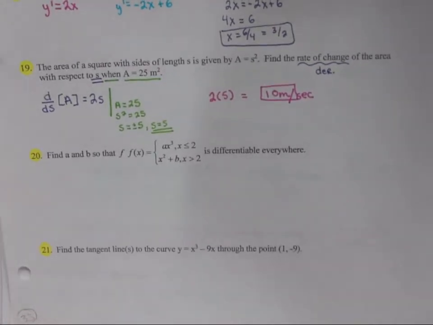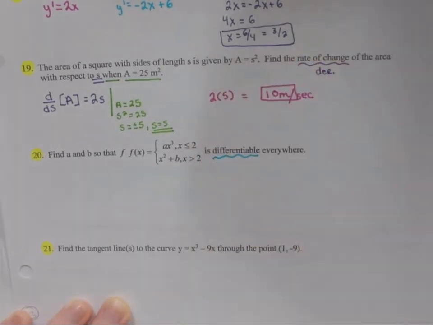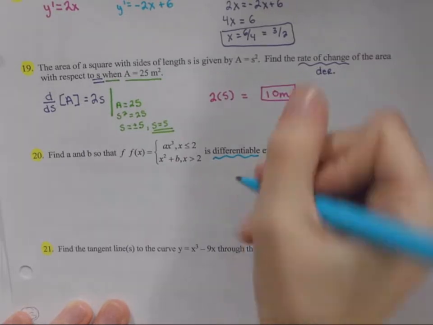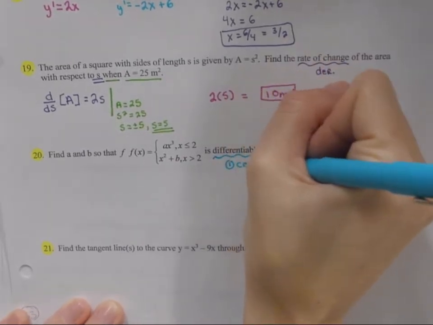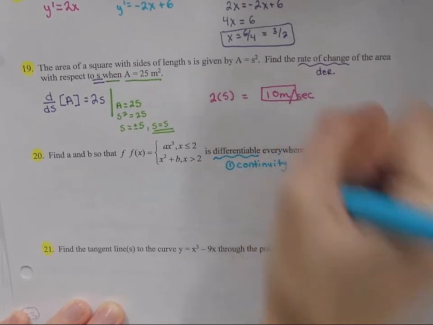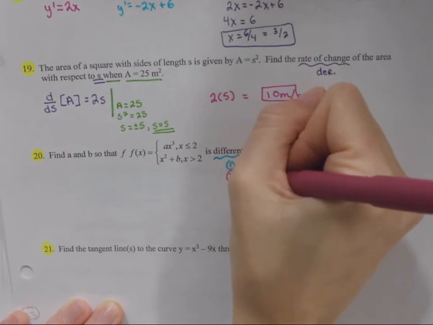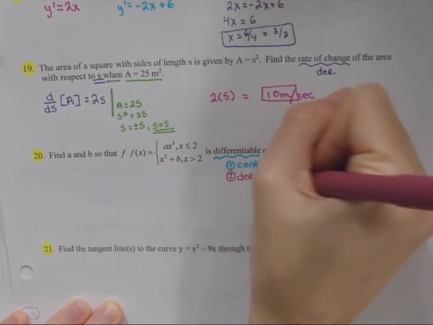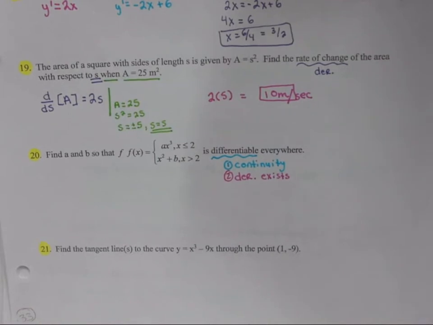Alright, so looking at the next one, we have: find a and b so that f of x, a piecewise function, is differentiable. So let's talk about the word differentiable. When it says differentiable, you have to have two things. The first thing that you have to have is continuity. And the second thing you have to have is the derivative exists. So there are two parts that are going to allow us to solve for both of these things.